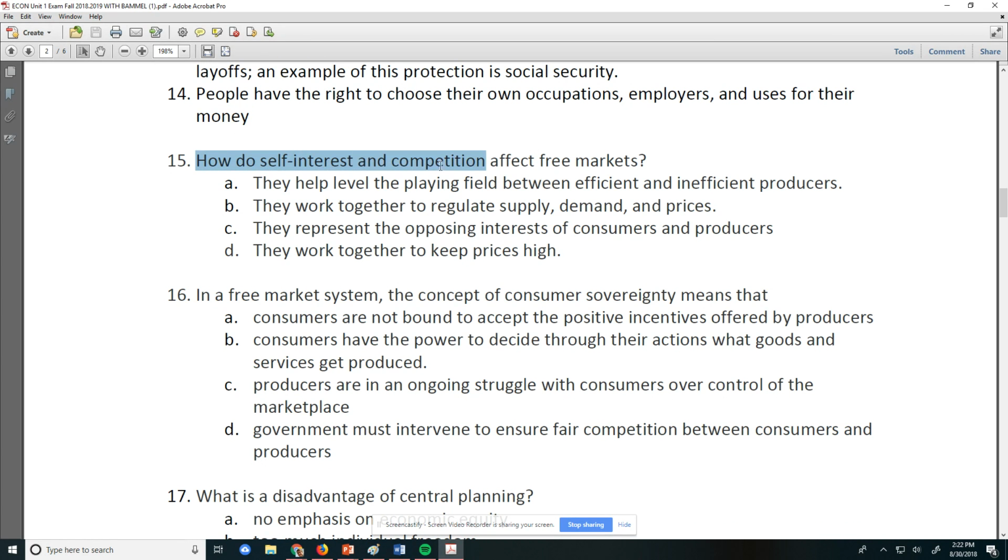15, how do self-interest and competition affect free markets? A, they help level the playing field between efficient and inefficient producers. B, they work together to regulate supply, demand, and prices. C, they represent the opposing interests of consumers and producers. Or D, they work together to keep prices high.